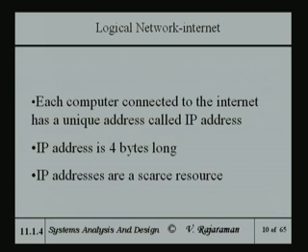So internet protocol is universally used for connecting computers to the internet. Each computer connected to the internet has a unique address called its IP address. The IP address is unique for every computer connected to the network. It is 4 bytes long, and it's a scarce resource because the number of computers is increasing all the time. And so there's always a demand for new IP addresses. So now they are going towards the next generation IP. Not yet happened, but it's expected to happen in the next 2-3 years. When you go to the next generation of IP, the number of addresses will drastically increase. So that is something which people are looking forward to.